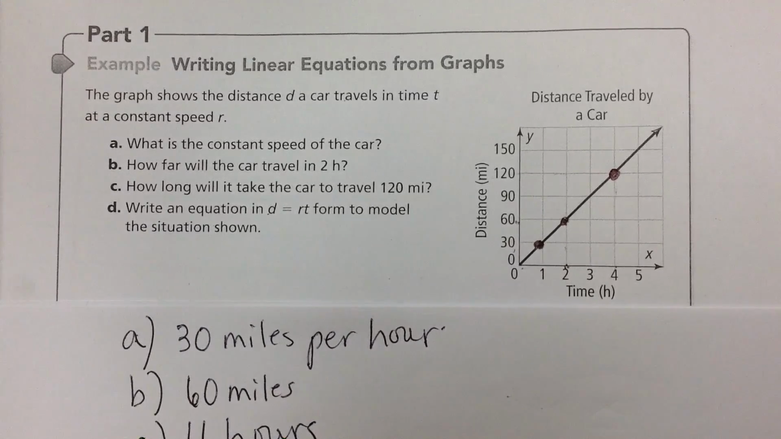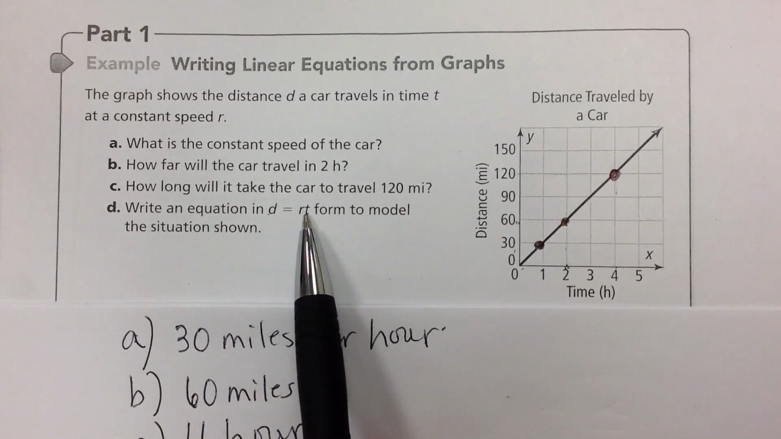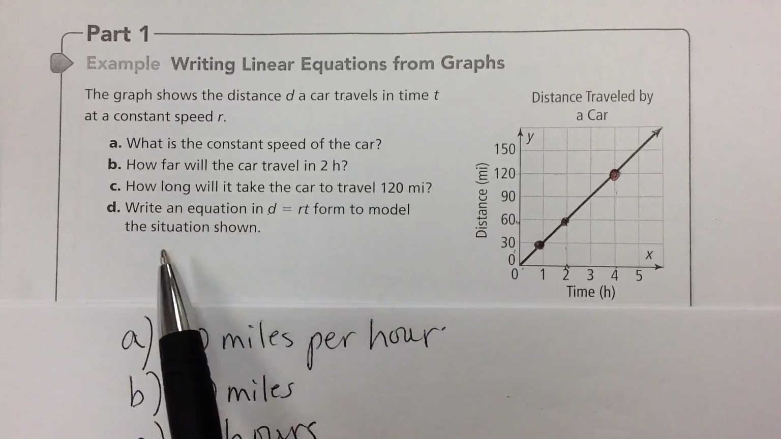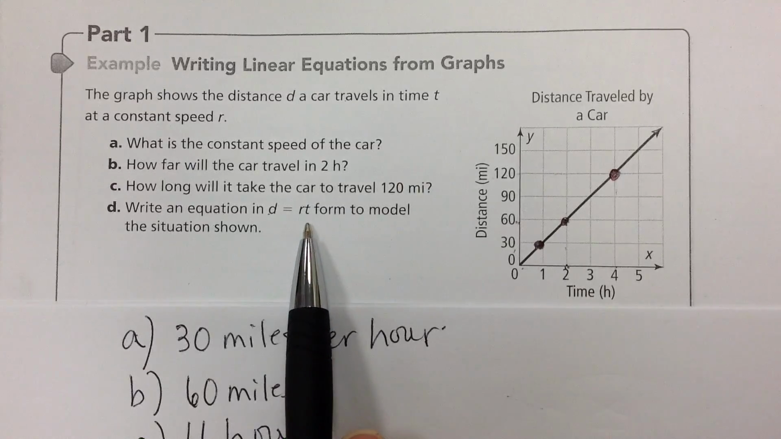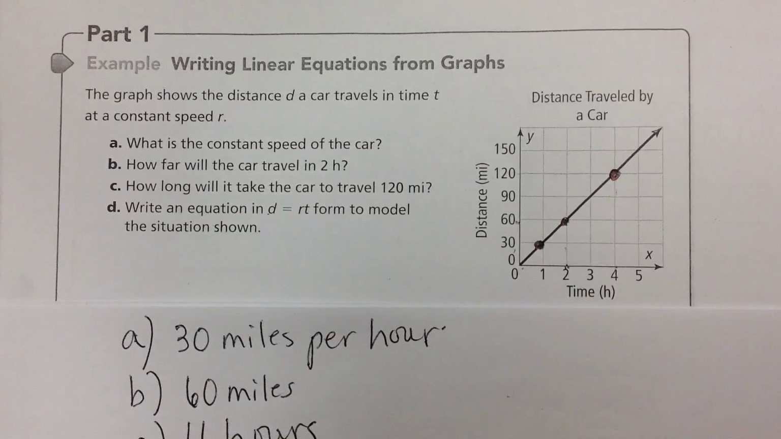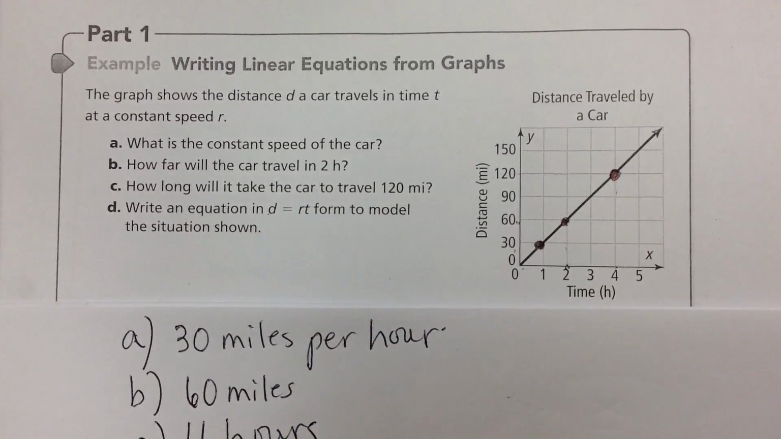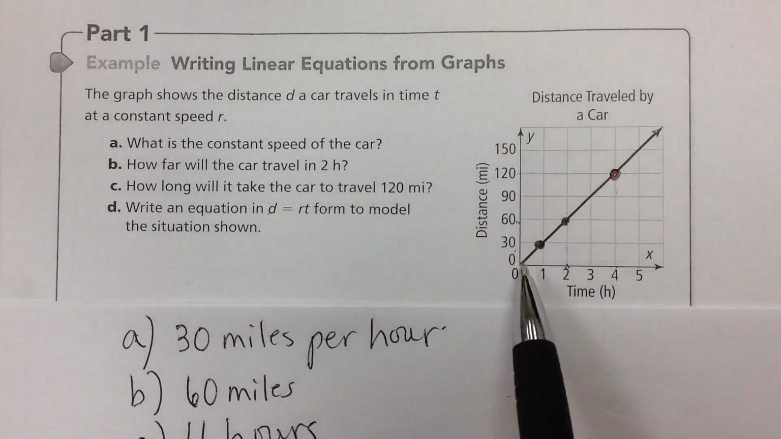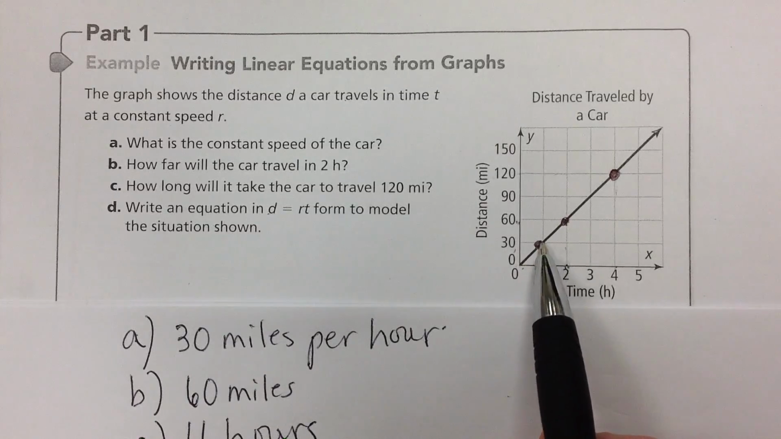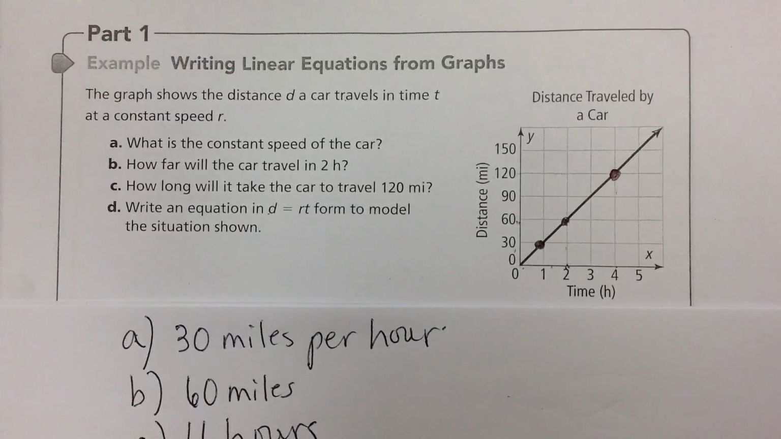And then D. Write an equation in D equals RT form to model the situation shown. Distance equals rate times time. So here we have distance is equal to what rate are we traveling? Well, your rate is the rate that you travel per hour. So what were we traveling in 1 hour? 30 miles. So your distance is equal to 30t.